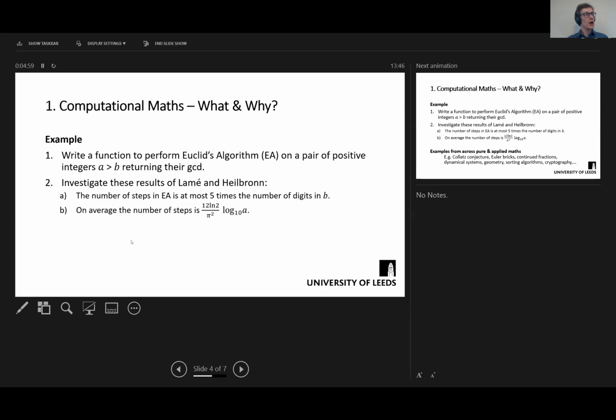And of course, this is reasonably open-ended, but there's a possibility of making it even more open-ended by not presenting them with the theorems and just asking them something more general, like how long does it take Euclid's algorithm to run?